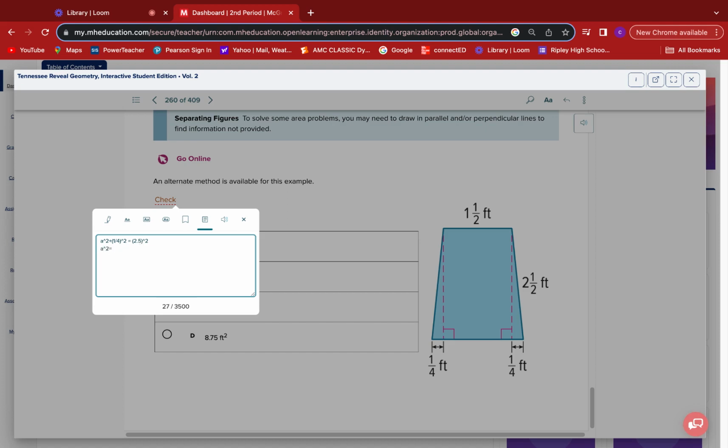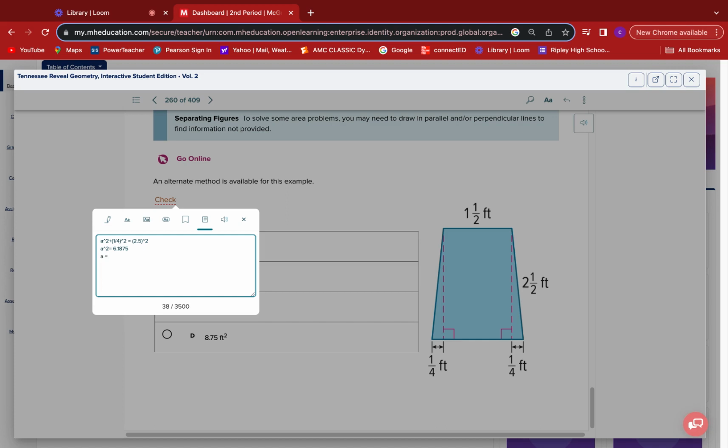Grab my calculator. I'm going to put in 2 1/2 squared minus 1/4 squared and hit enter. And that's going to give me about 6.1875. Now, remember, this is not my answer. This is not my height because that is what A squared is equal to. The opposite of squaring is to square root. So I'm going to square root this 6.1875 to find out what my actual height is.